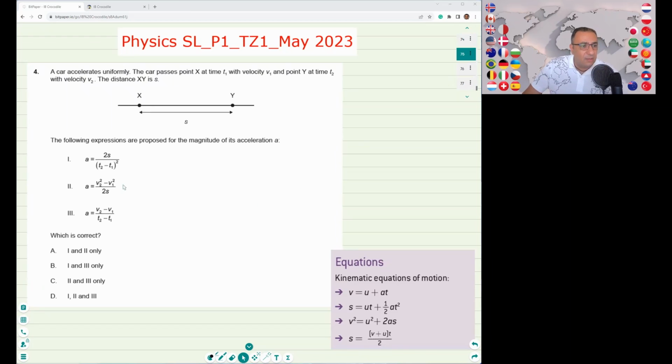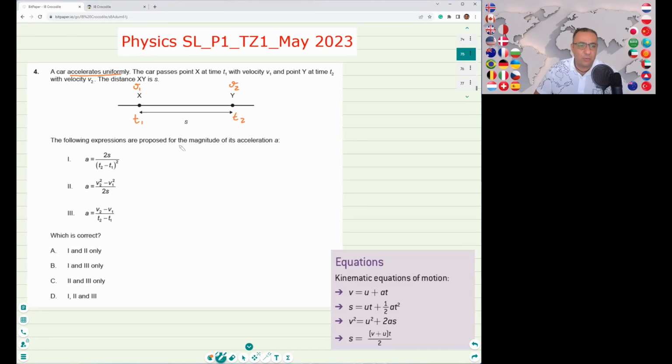So let's see. A car accelerates uniformly. The car passes point X at time t1 with velocity v1 and point Y at time t2 with velocity v2. So at point X we have a certain time t1, and at point Y another time t2, with v1 and v2. We see the keyword "accelerates uniformly", and this is also motion in a straight line. So the question is telling me the two conditions for using the kinematic equations of motion are met. What are these two conditions? Uniform acceleration and motion in a straight line.